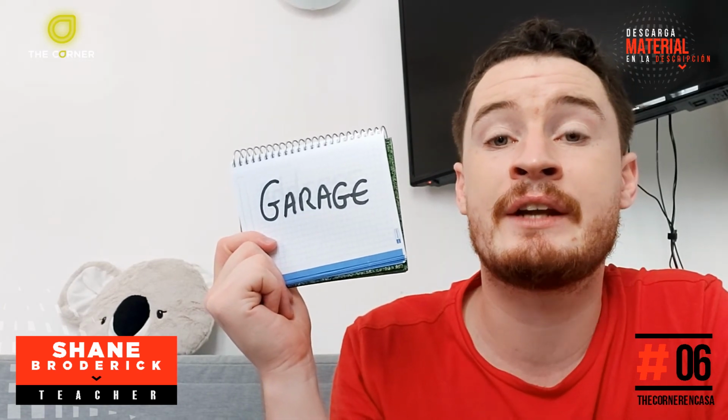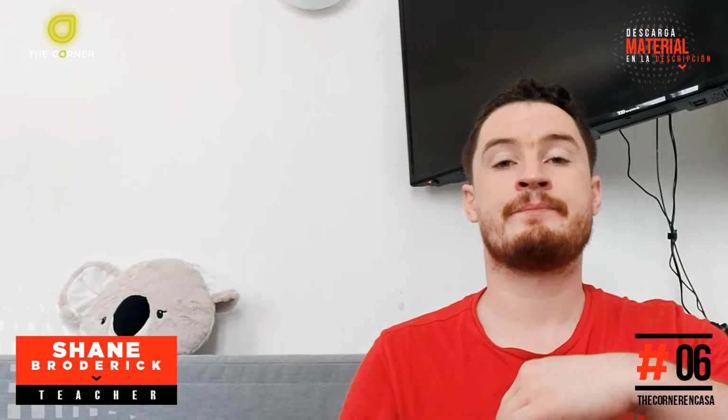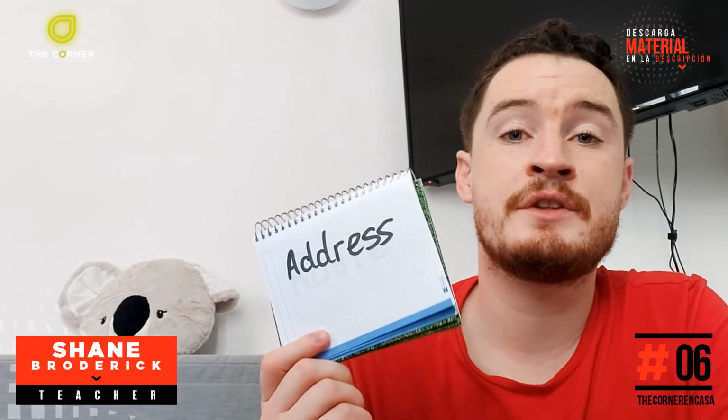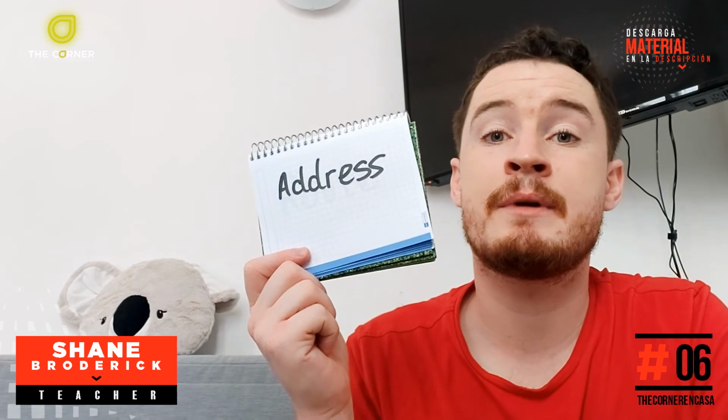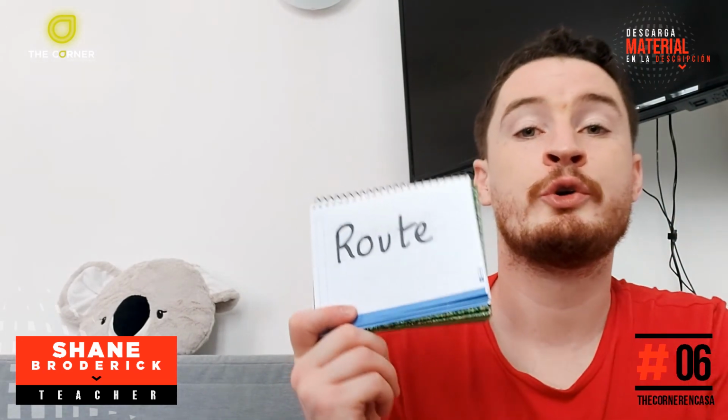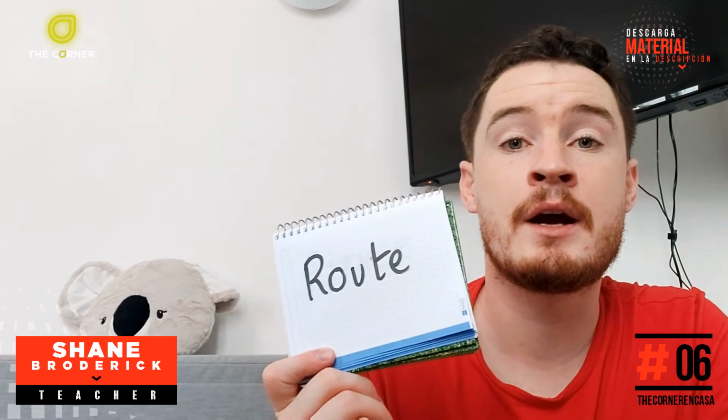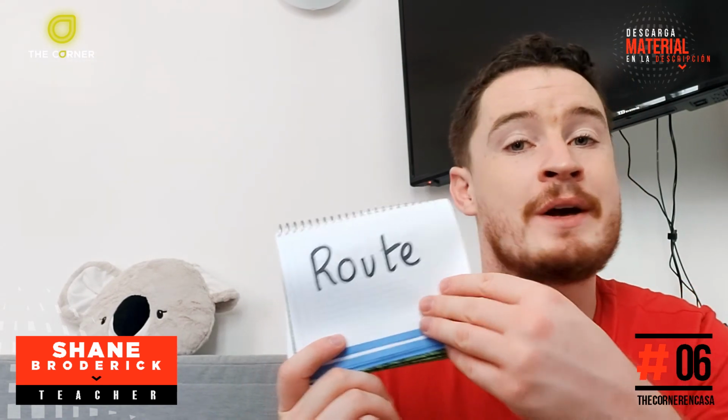Let's go into a couple more and then we're going to finish because it's getting quite long. Let's have a look at some of the pronunciation differences in these words. Okay, in the UK and Ireland, this is garage. In the United States, it's garage. Okay? In the UK and Ireland, address. In America, address. Route. In the UK and Ireland, route. In the USA, route.